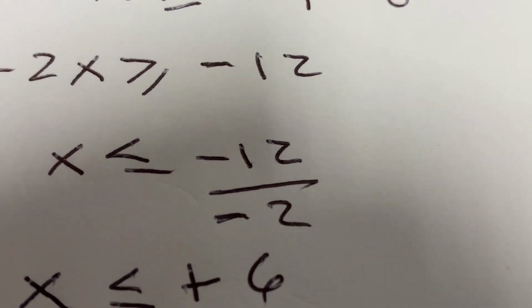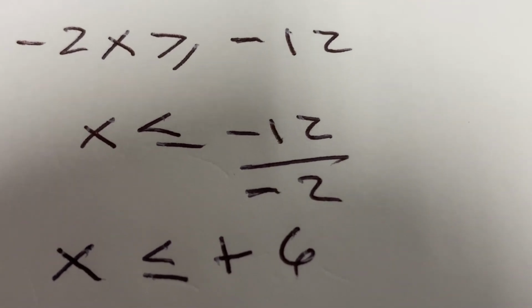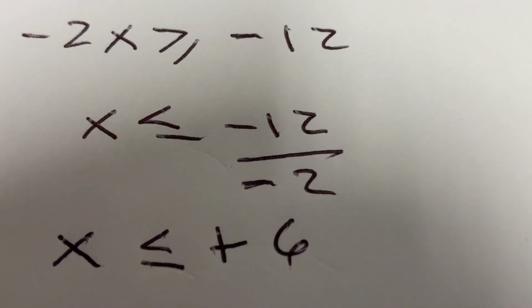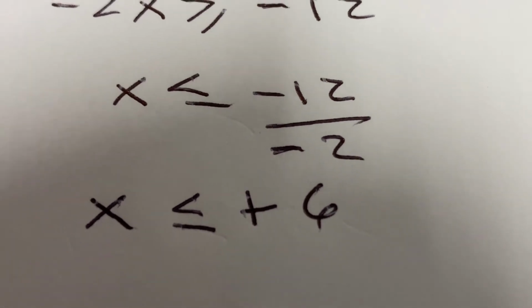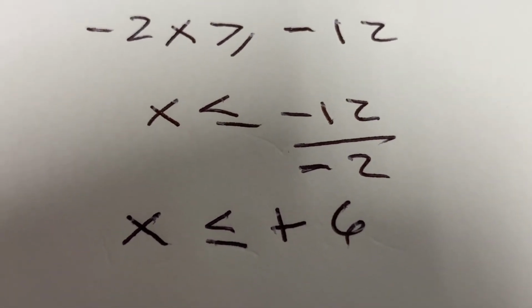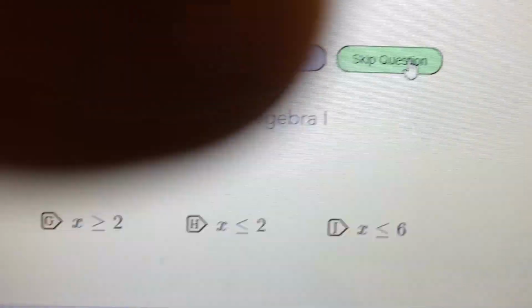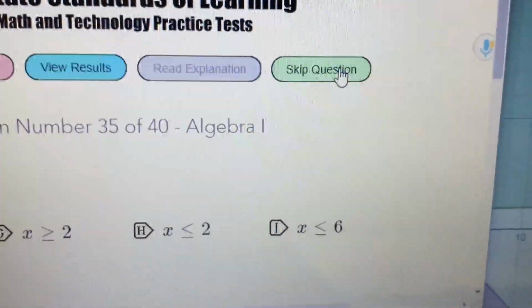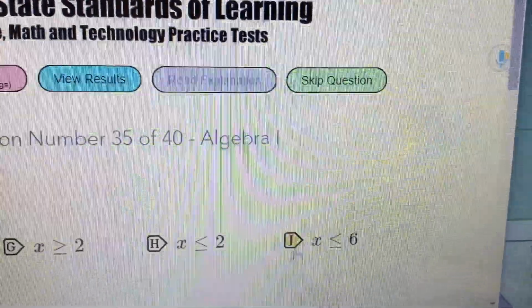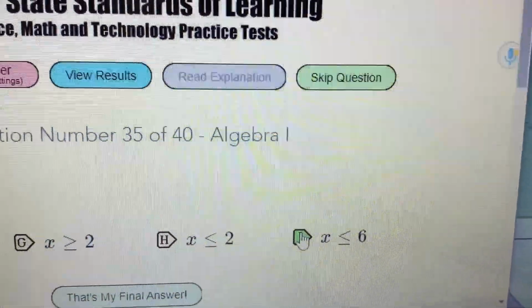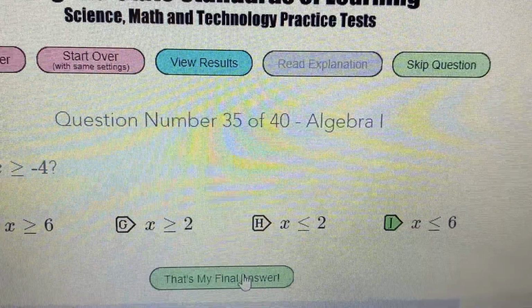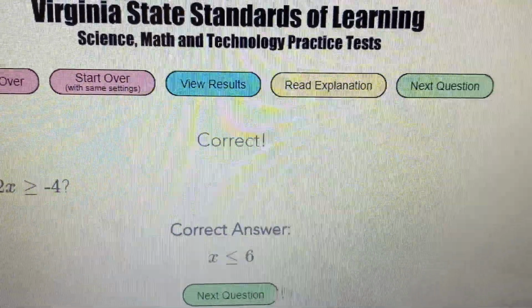So it's going to be negative 12 over negative 2. Negative and negative is going to be positive, and 12 divided by 2 is going to be 6. So x is less than or equal to 6. So let me go there and pick this one. It's my final answer. Yes, correct.